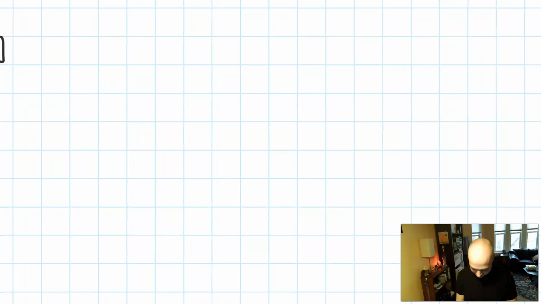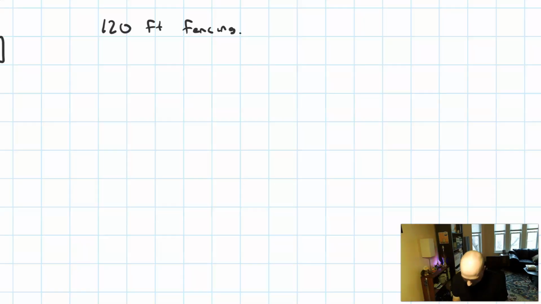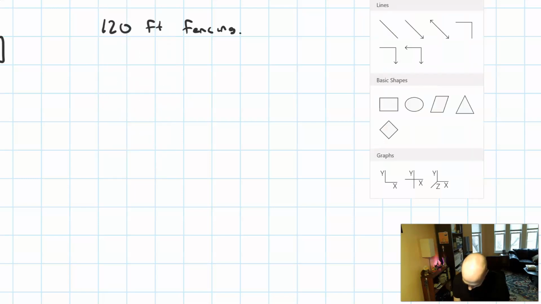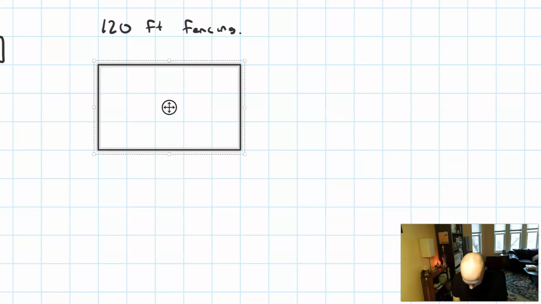Well, the next thing that I would do to you is say you still have 120 feet of fencing. But maybe now you have goats and pigs, and you have to keep your goats separate from your pigs. So you have to take your 120 feet of fencing and do something like this to it. Divide it down the middle.